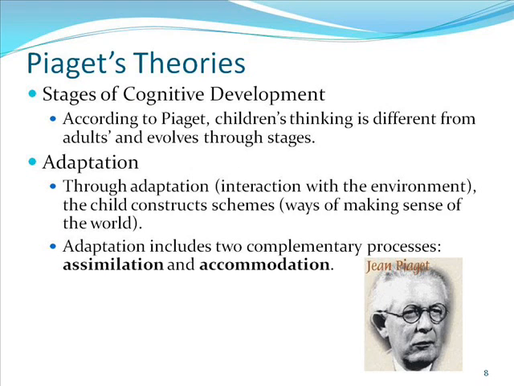Piaget concluded that children's thinking is qualitatively different from adults' thinking and that it evolves through a series of hierarchical stages. He believed that children's thinking develops through direct experience with their environment. Through adaptation, or interaction with the environment, the child builds psychological structures, or schemes, which are ways of making sense of the world. Adaptation includes two complementary processes, assimilation and accommodation.